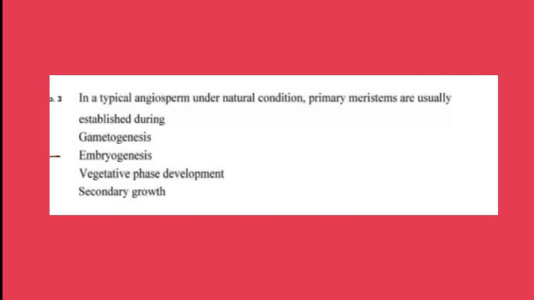Proliferation of cells leads to formation of an embryo in which two distinct meristems begin to form. So the formation of meristematic tissue or a meristem occurs during embryogenesis. Embryogenesis is a process in which there is formation of an embryo. So for this question, the answer is embryogenesis. In embryogenesis, in angiosperms, there is primary meristem formation.